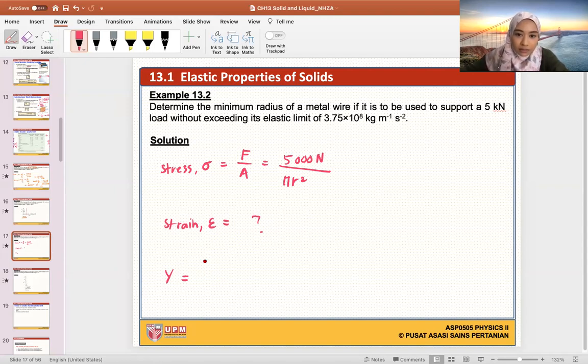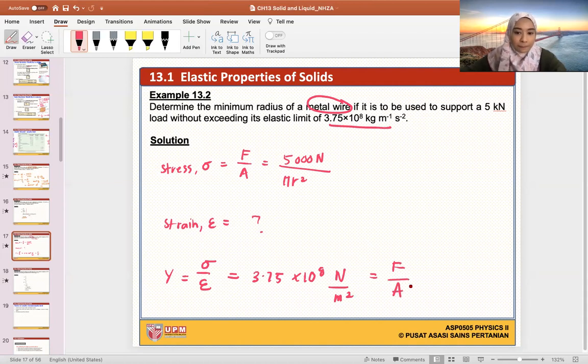So why we are assuming it's a Young's modulus is because we're talking about a metal wire, right? So this is stress over strain. If they did not give you the strain, which means you don't have to calculate for it. So what you are left with is only the Young's modulus, which is 3.75 times 10 to the 8 kilogram over meter second squared, which is also the same as Newton per meter squared. So this is equivalent to F over A punya unit. Right, since they did not give you strain, you can solve this using F over A sahaja.